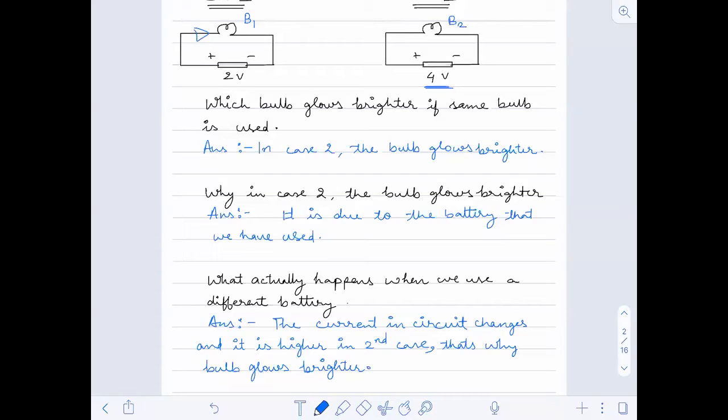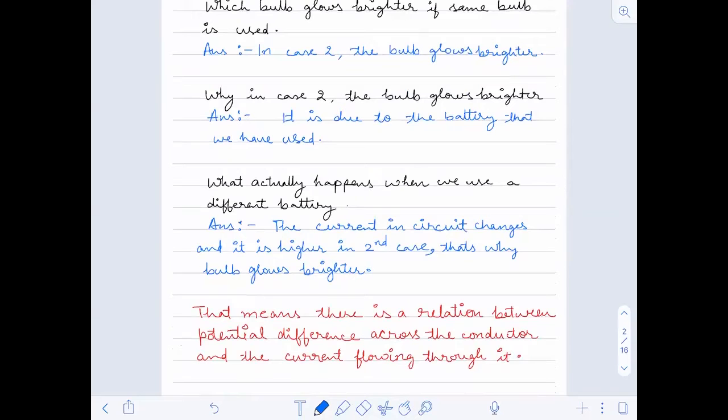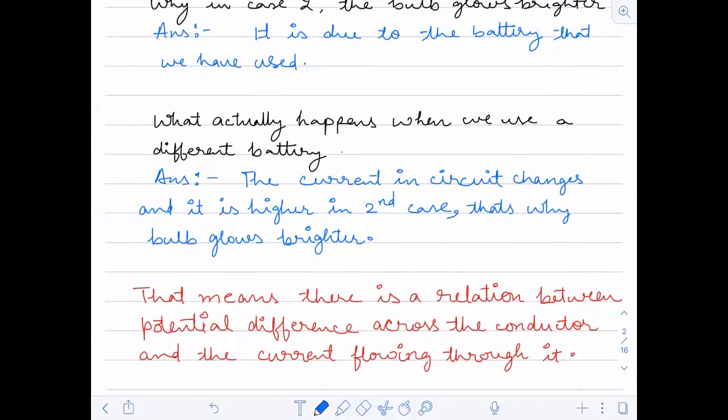We'll discuss that. Now, what we get to know here is that if I change the potential difference across the bulb, the current gets changed. That is written in this red color. That means there is a relation between the potential difference across the conductor and the current flowing through it. Instead of conductor, here we have to assume bulb. So in a nutshell, the potential difference is directly linked to the current.